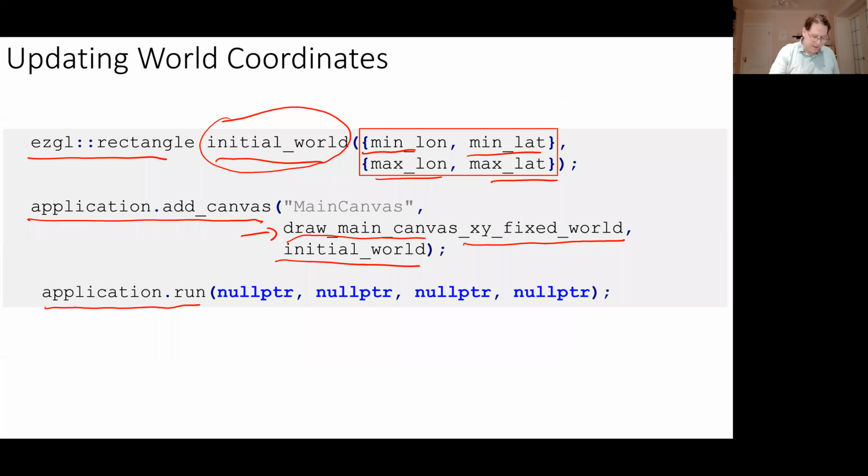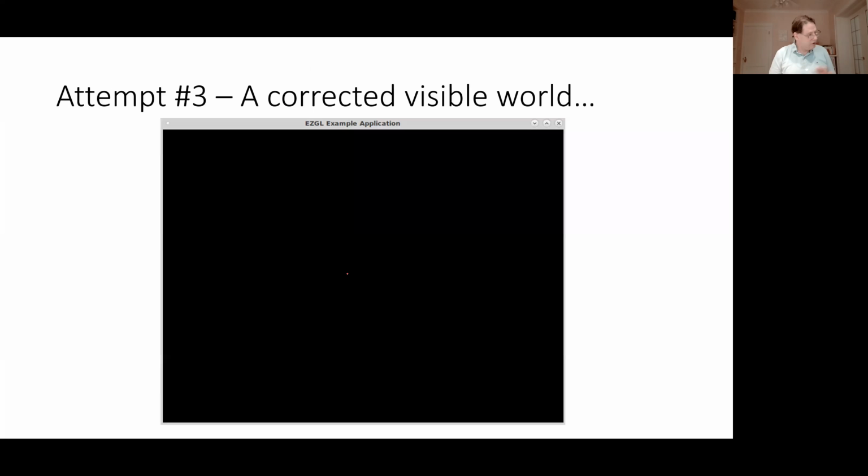Now, when we run this application, it will start with this initial world basically filling the screen. So we're not really zoomed in to start. We could really zoom in later. Drawing out of bounds is okay in EasyGL. If you draw off the screen, it just ignores it, so it doesn't cause any bad problems.